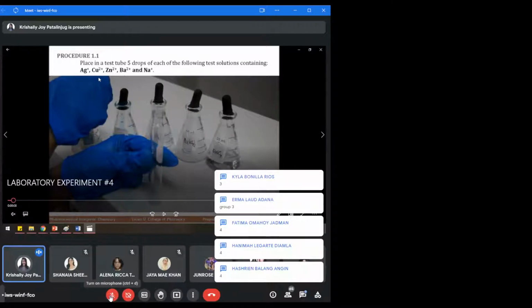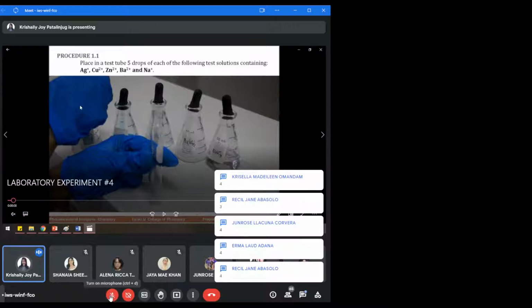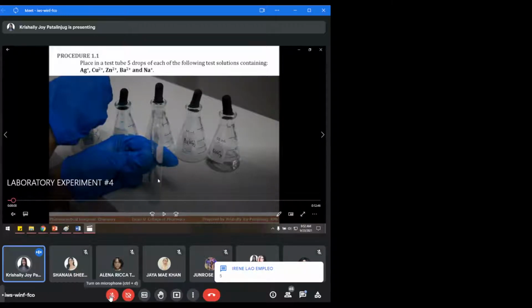So they are in different groups. And take note, they have different characteristics and different precipitating agents. So here in procedure 1, take note, in a test tube, just one test tube, 5 drops of each test solution was placed in one test tube. So they are mixed, 5 drops each.